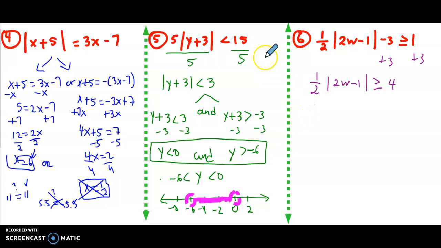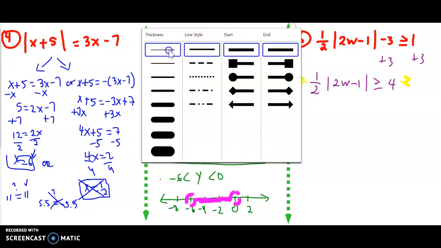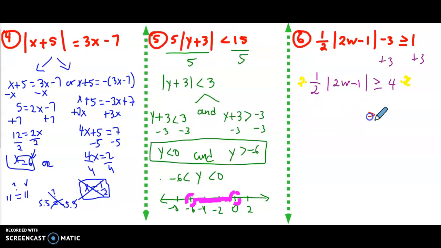So I'm multiplying by a positive, so there's nothing for me to switch. Multiplying by a positive on both sides. All right, so let me just go ahead and grab another marker. I want it to be thin again and move on with my work. 2 times 1/2 is 1. So I have the absolute value of 2w minus 1 greater or equal to 8.